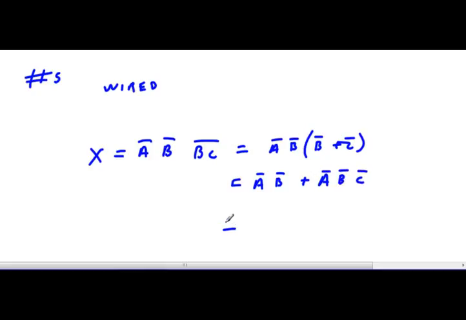I got A naught, B naught, 1 or C naught. I've got A naught, B naught, and I'm done. So now I've written the Boolean equation and I have simplified it. Oh, I'm not done yet. I still have to do Y.